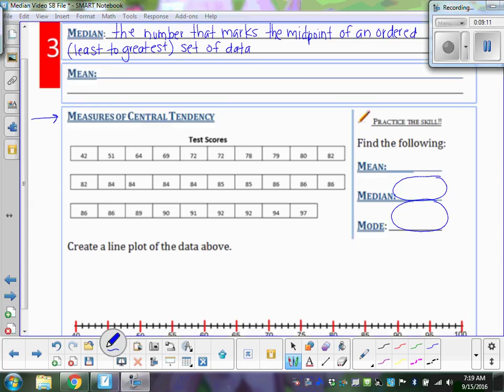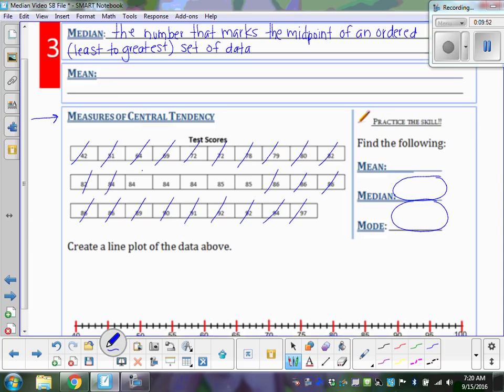Okay, hopefully you've had some time to identify the median of your data set. So I'm just going to go over it with you, make sure that we have the same answers. I'm going to cross off least, greatest. And remember, this has already been ordered from least to greatest. Least, greatest, least, greatest, and so on through the whole data set.